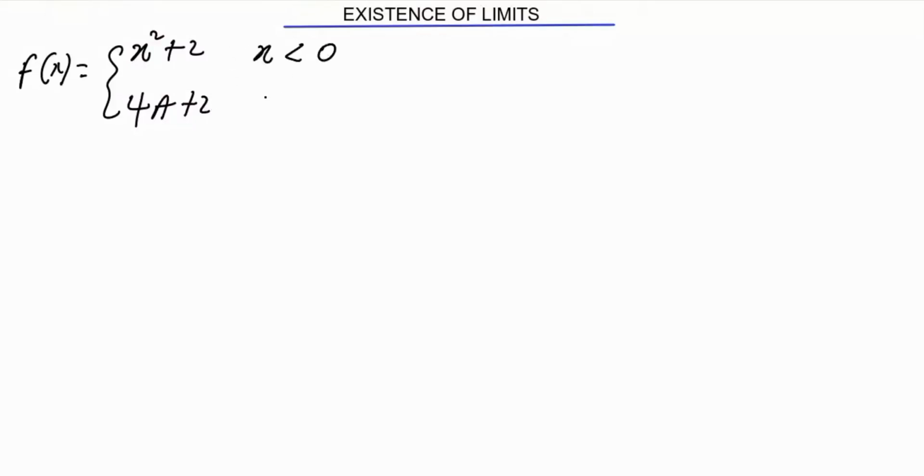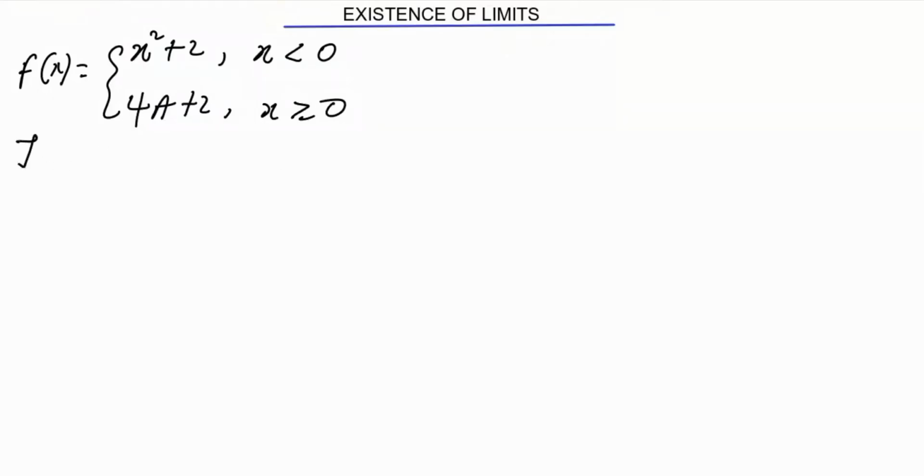Now, assuming you have a function that is defined this way. Let me say you have x squared plus 2, and here you have 4a plus 2. Here you have x less than 0, and here you have x greater than or equal to 0. This is what you have.